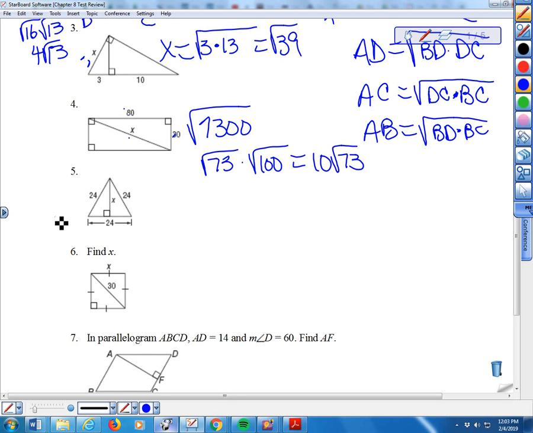This problem, it's an equilateral triangle. So what are all the angles in the triangle equal to? 60. This is 60. This is 60. If it splits the base in half, I have a triangle that's 60, 12, 24. What is the height? 30, 60, 90 triangle. 12 square root of 3.